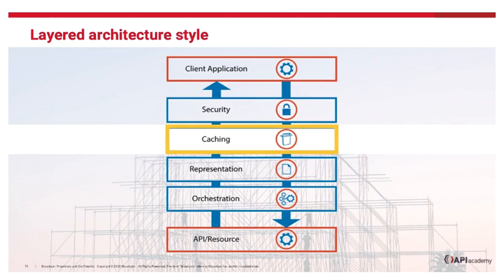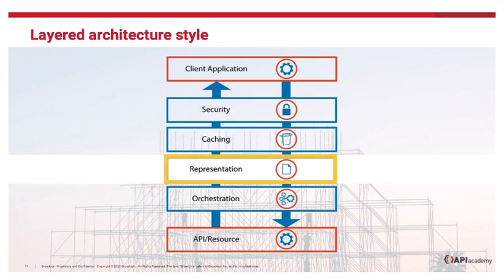You can reduce resource utilization by implementing a caching layer. The caching layer effectively delivers cached versions of a response and validation metadata from client applications. A representation layer provides a consumer-centric view of the data or service that an API is exposing. It makes it possible to isolate the interface from the data and the services that support it.